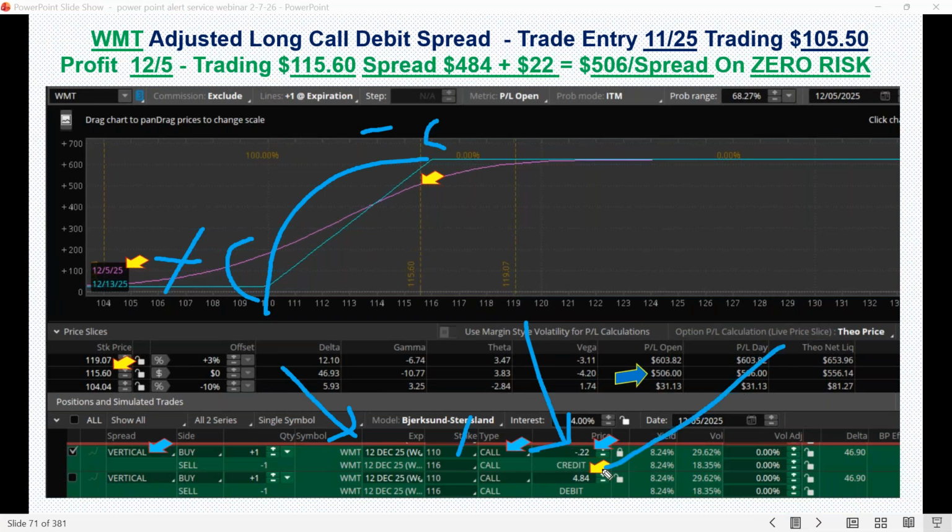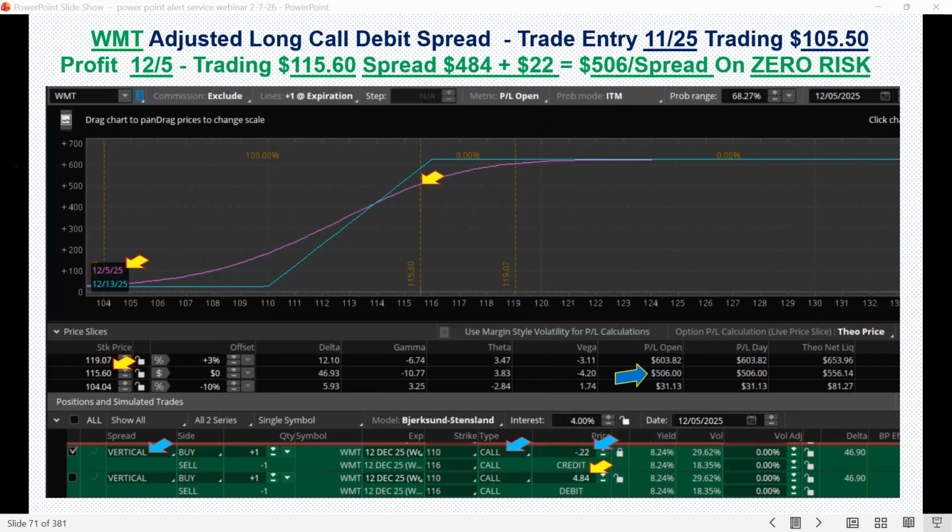So this thing had blown out to 484 plus the credit that we had now. So return of $506 per spread on zero risk. So that's another call counter diagonal trade setup there on Walmart.